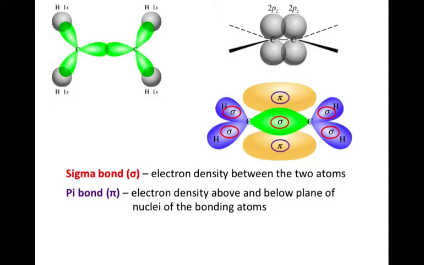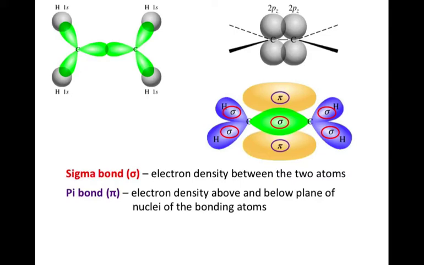Pi bonds have electron density above and below the plane of the nuclei that contains the atoms. And so the electrons are likely to be found above and below the atom. They form the double part of the double bond, if you want to think of it that way. And so when you're making a double bond, it'll consist of a sigma bond and a pi bond together.